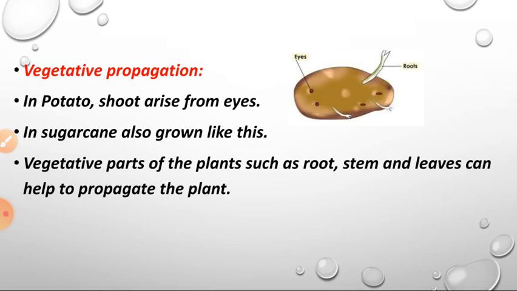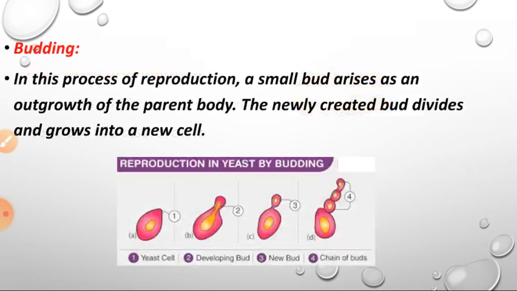So this is called vegetative propagation, and this is known as asexual reproduction, because without the involvement of reproductive organs like flowers, fruit, seeds, a new plant is created. Budding. In this process of reproduction, a small bud arises as an outgrowth of the parent body. The newly created bud divides and grows into new cells.